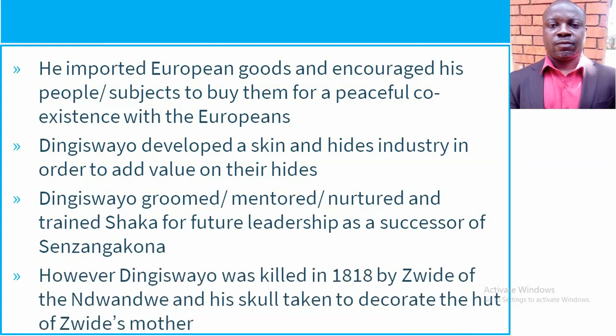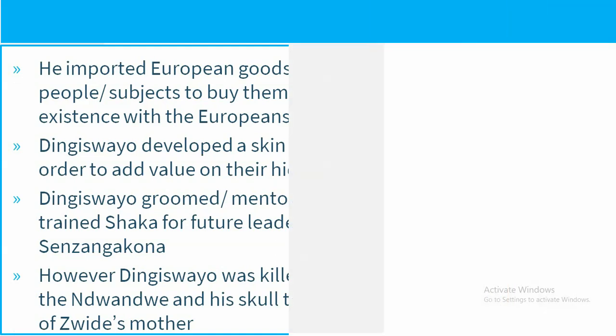Okay? Now, we are saying that, however, Dingiswayo was killed in 1818 by Zwide of the Ndwandwe, and his skull was taken to decorate the heart of Zwide's mother. I talked about this, that Dingiswayo fought so much against Zwide. He expanded his army because he was against Zwide, but finally in 1818, Zwide came up and killed him, and then the skull of Dingiswayo was taken by Zwide to decorate the heart of his mother.